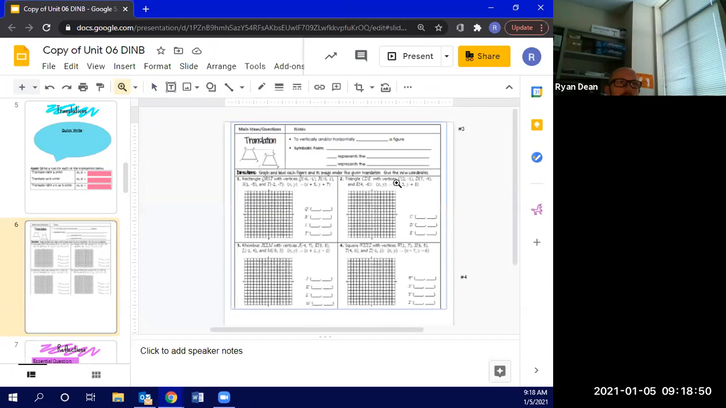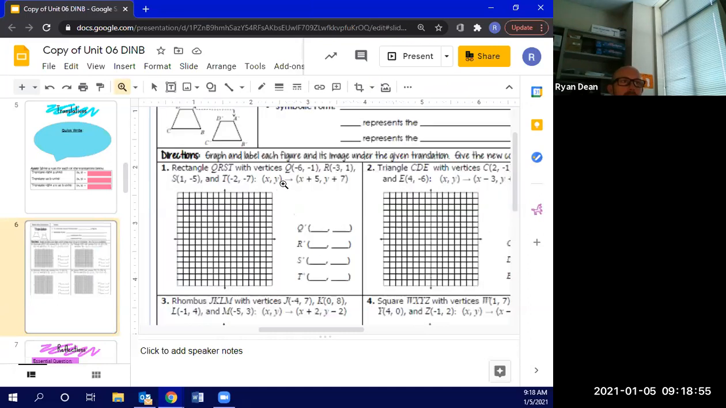Right here in question number 1, they don't say translate 5 units or 6 units or whatever. They give us a formula. And the formula is just addition or subtraction. So this is another way that you would see a translation. They're saying take your pre-image points, and they're going to become, that's what this little arrow is, it's saying that the pre-image is going to go to this new location where we add 5 to the X value and we add 7 to the Y value. So we'll come back and take a look at that after we take a look at some simple examples.